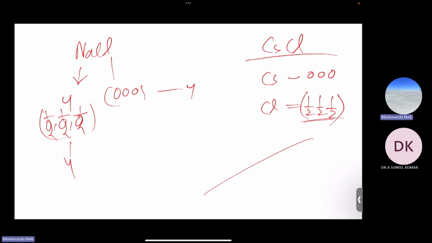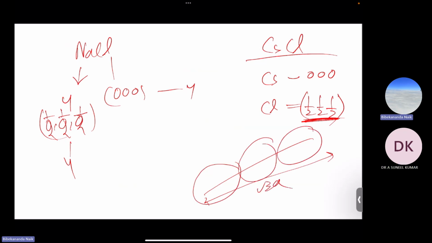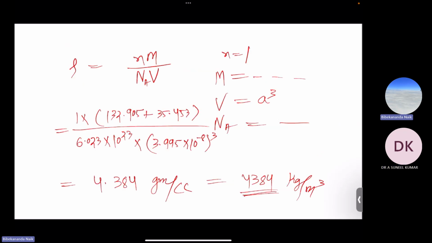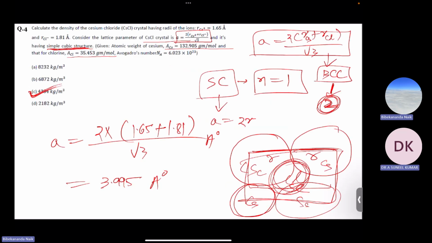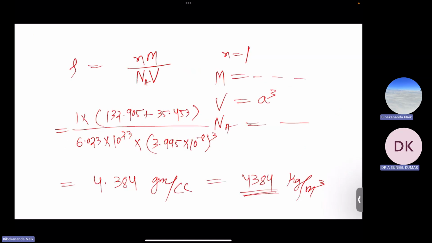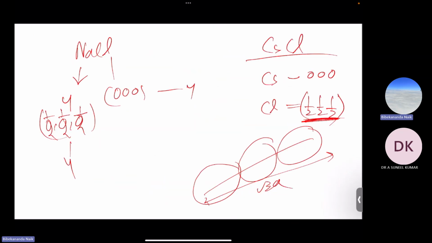This half, half, half will come only when the chlorine is present at the center of the body diagonal. That's why this length will be root 3 a, and there will be 4r. So 4r means 2r corresponds to cesium and 2r corresponds to chlorine. That's why the relationship is given as 2 times (r cesium plus r chlorine) divided by root 3. Did you get that?